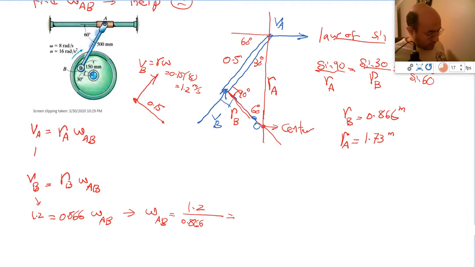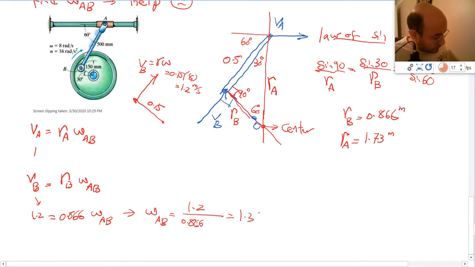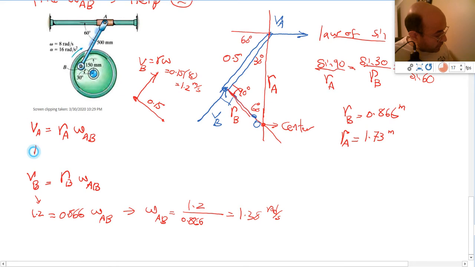1.2 divided by 0.866, which is 1.38 radian per second. So I can find velocity of A.